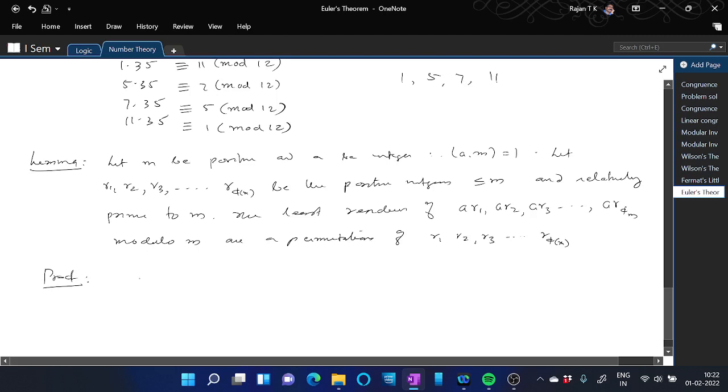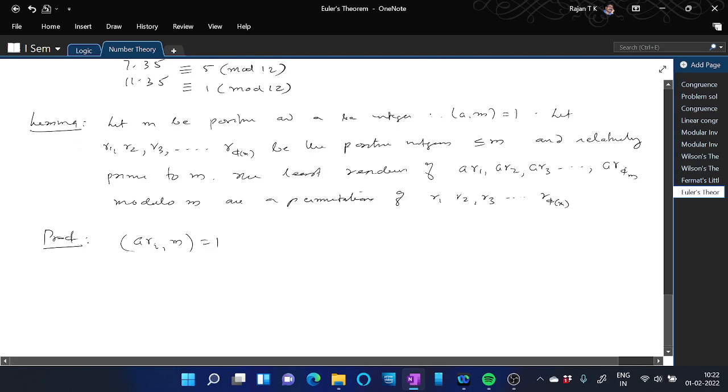First we will show that for any i, (a ri, m) is equal to 1. That is, every a ri is relatively prime to m. Suppose (a ri, m) is not equal to 1. That means it is greater than 1. And let p be a prime factor of (a ri, m). That is, p divides a ri and also p divides m.